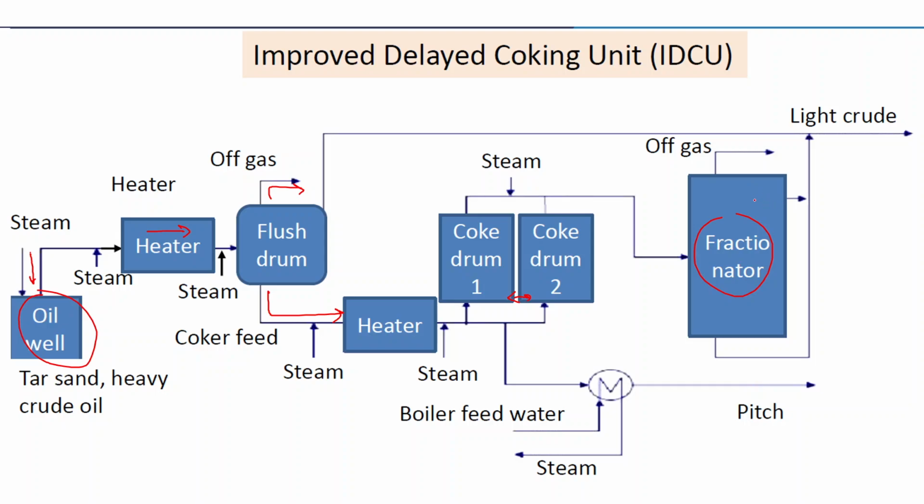And on fractionation, the lighter crude oils are given from here. Off-gases are given from here, and some lighter products are given from here. And from the coke drums, the heavier products are taken from here, where heat recovery takes place, and the heavier products are given out as pitch.